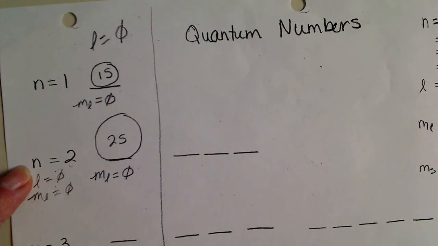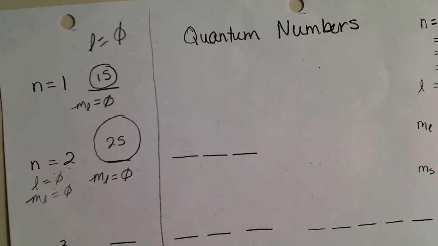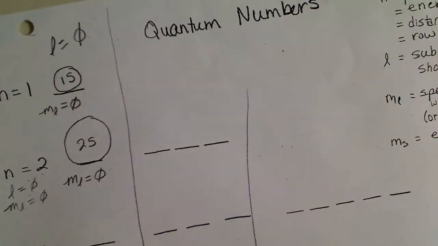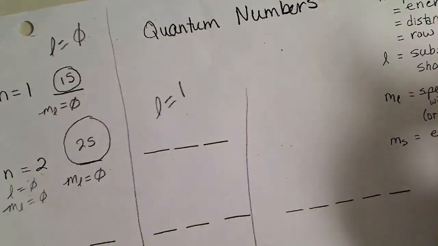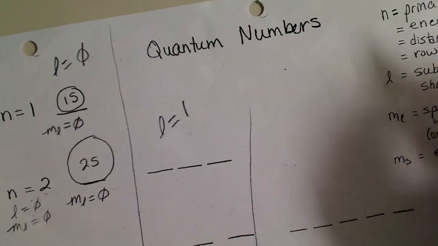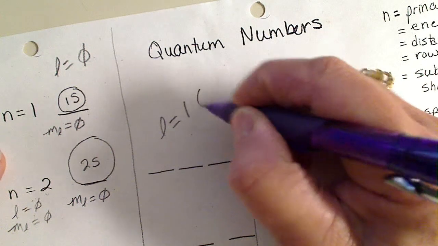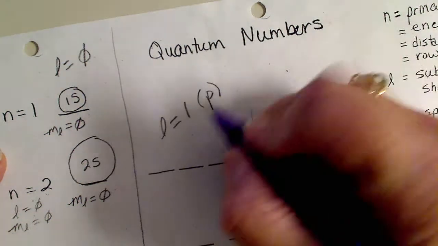And when we're on the second row of the periodic table, when n equals 2, we get to have two values for l. So this next column would be representing when l equals 1. So remember from the previous chart, when l equals 1, that automatically means a p subshell.